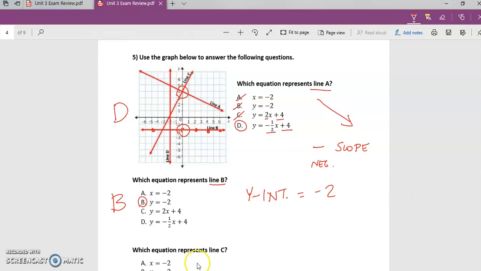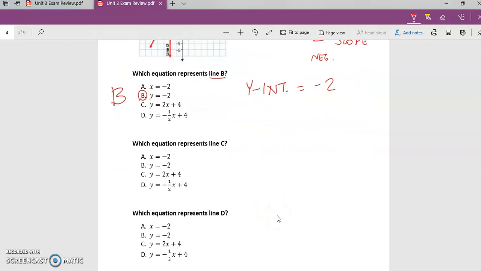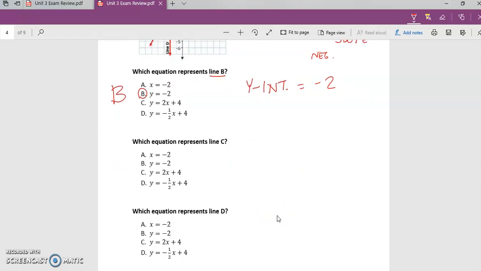The next one, which equation represents line C? Line C, again, if we go back and look at it, has the same y-intercept as line A. So the y-intercept for line C was +4. So this one is +4, this one is +4. And then I look, the line is going up and to the right. So when it's going up and to the right, that means I have a positive slope. And the 2x right there is positive, so my answer would be letter C.